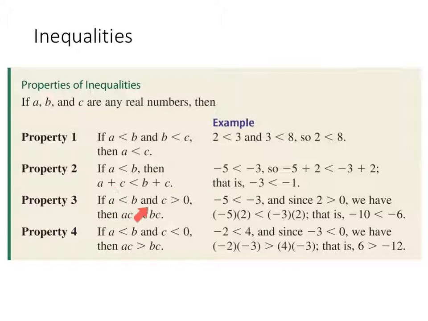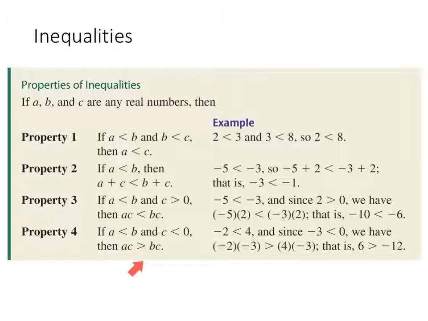If A is less than B, and C is positive, so it's not 0, it's not negative, then the inequality remains the same. So I can multiply both sides of an inequality by 2. I can multiply both sides of an inequality by pi. I can multiply both sides of an inequality by 3,472. It doesn't matter. The inequality is going to stay the same.